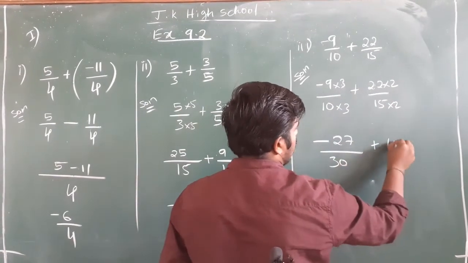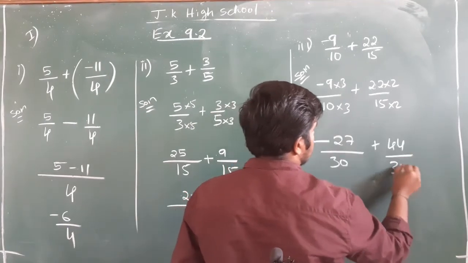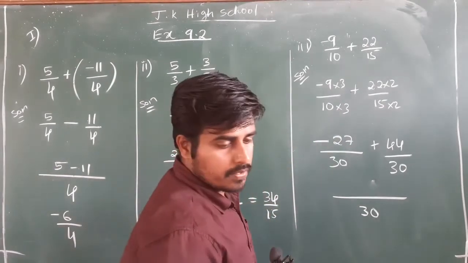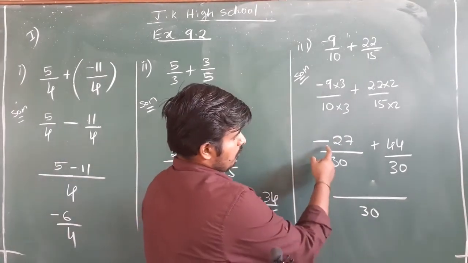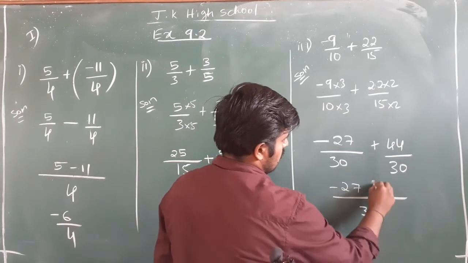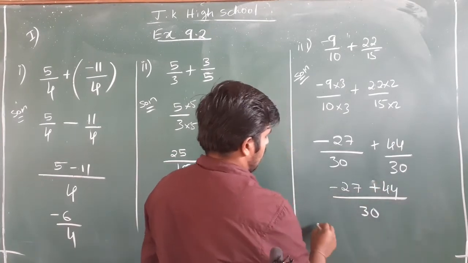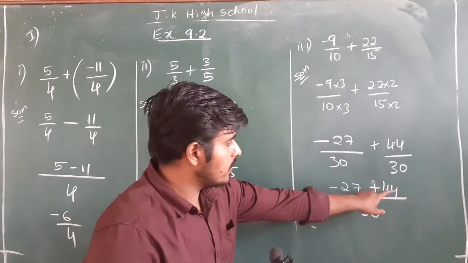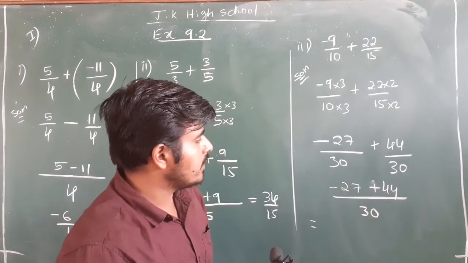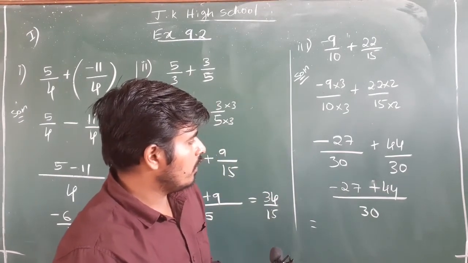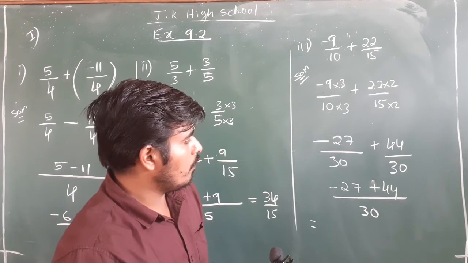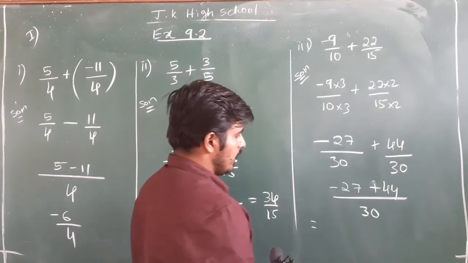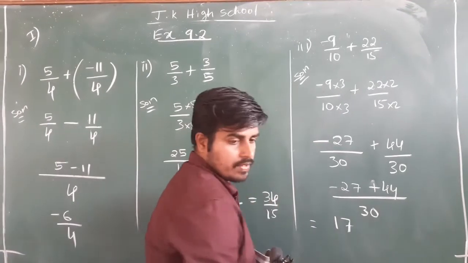Plus 22 2s are 44, 15 2s are 30. 30 common. You can take 30 as a common. Next, minus 27 plus 44. According to integers, one is negative, another is positive, so subtraction will take place. Out of 44, if you remove 27, how much remains? 17 remains.